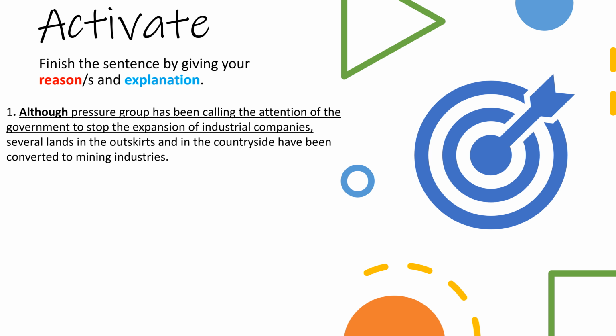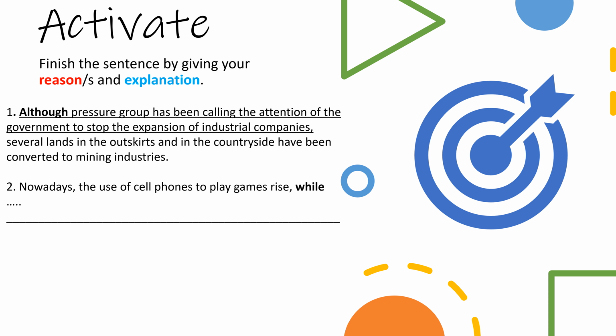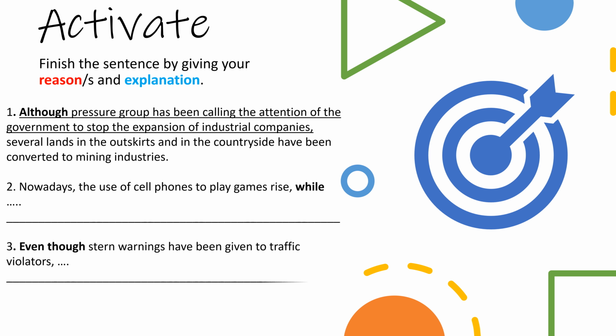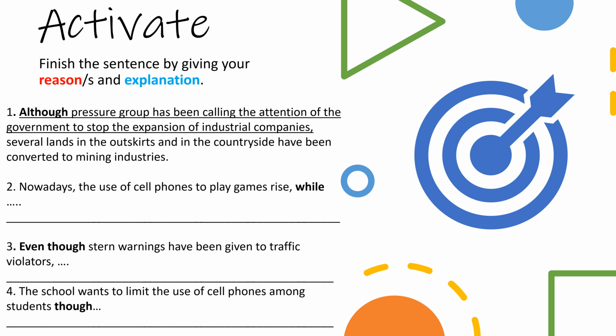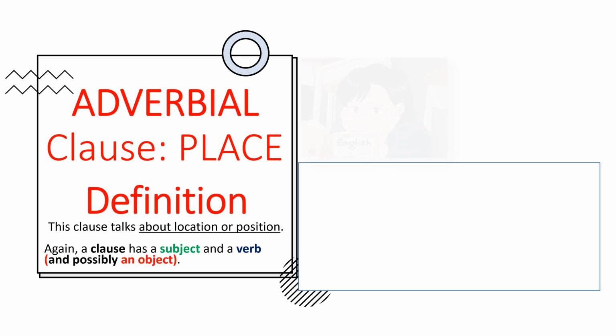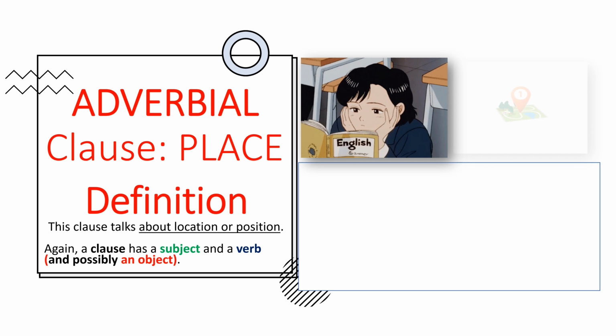So I want you to finish these sentences by using the adverbial clause of concession, which shows again a surprise or a contrast to the previous statement. Now let's check the last adverbial clause, which is the adverbial clause of place. What is the adverbial clause of place? This talks about location or position. Let's study some of the example sentences here.